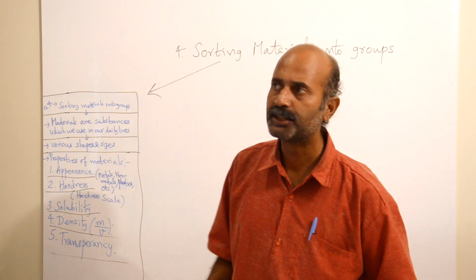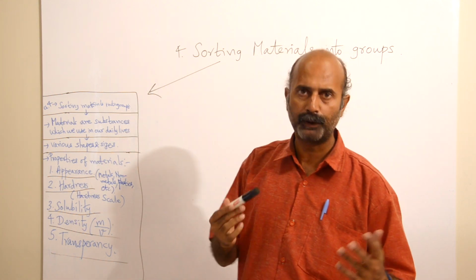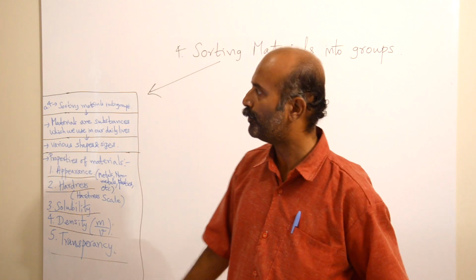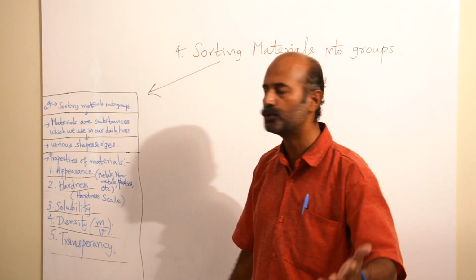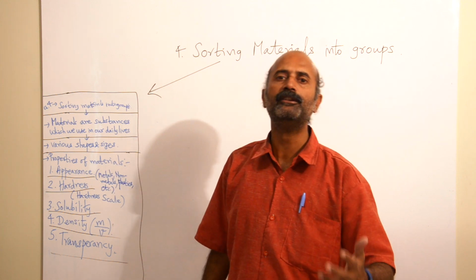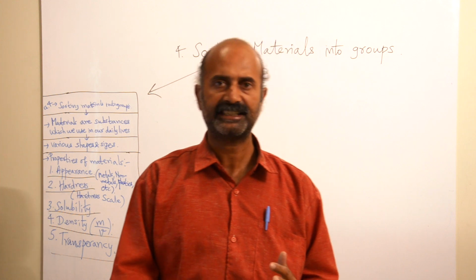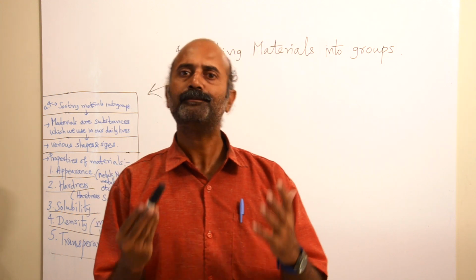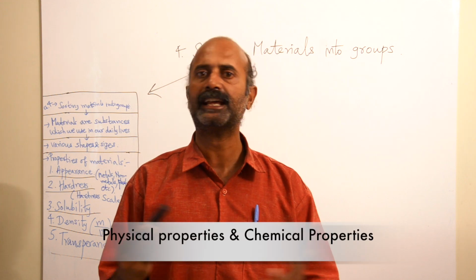So we have various methods of grouping or sorting materials into various groups, which we will come to later on. But first of all, how will you define materials? Materials are substances which we use in our daily lives to fulfill various applications. How will we study these materials in a systematic manner? We have to study mainly their properties. Properties can be of two types, physical properties and chemical properties.